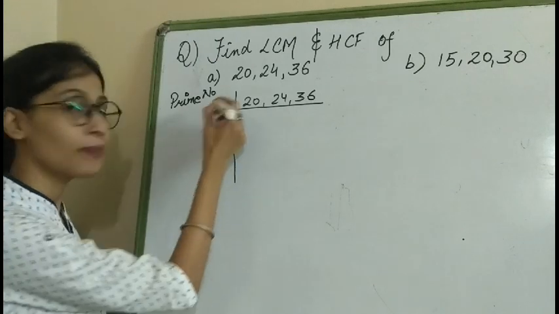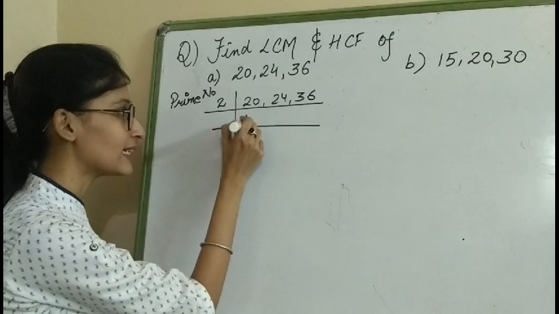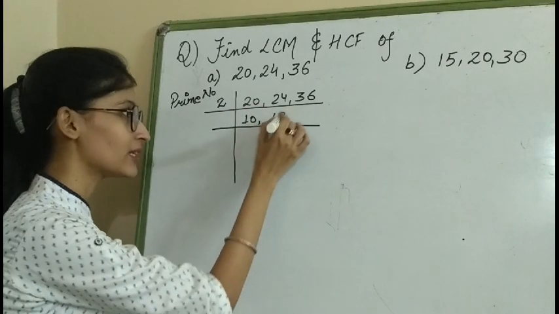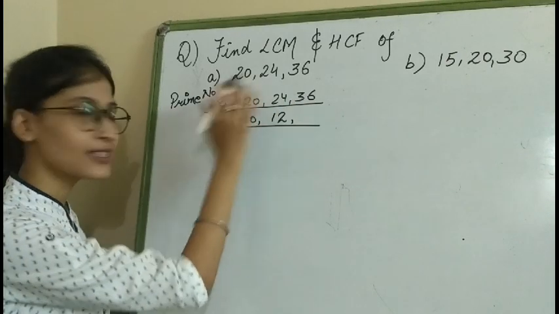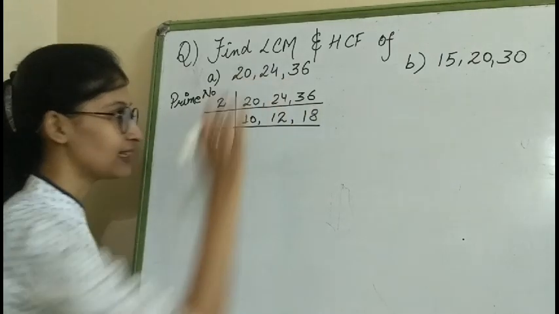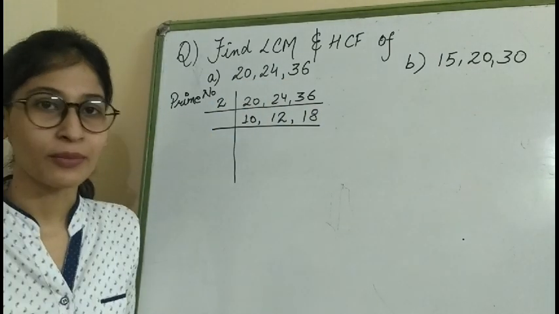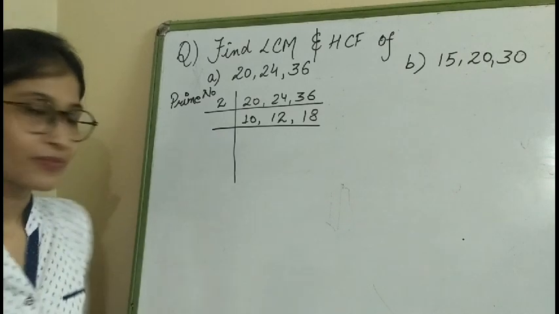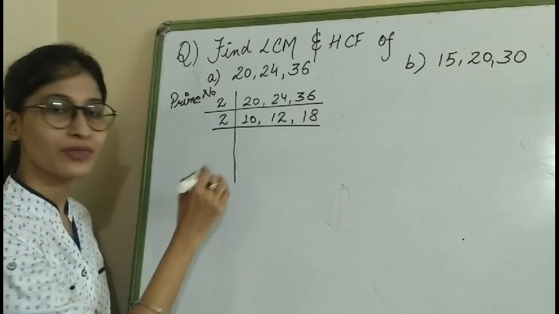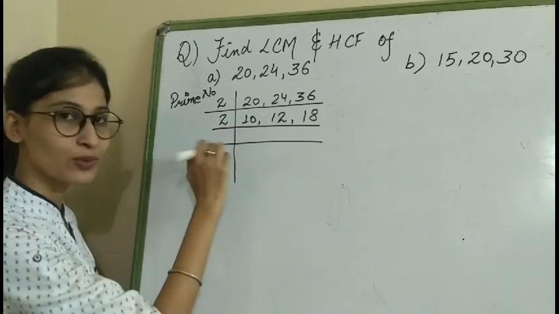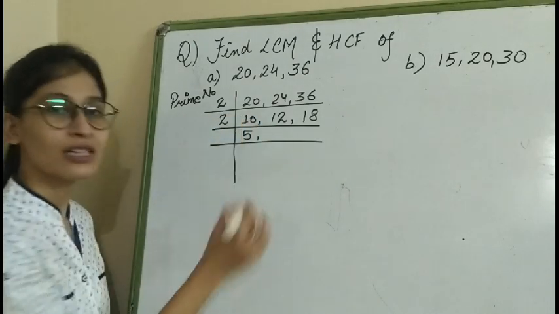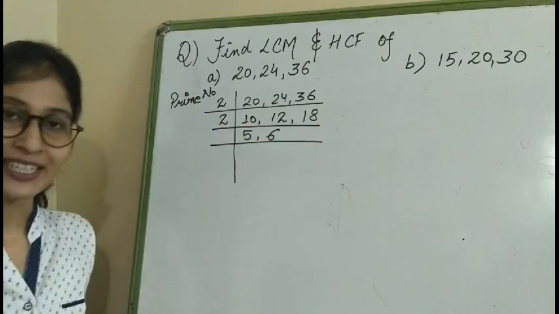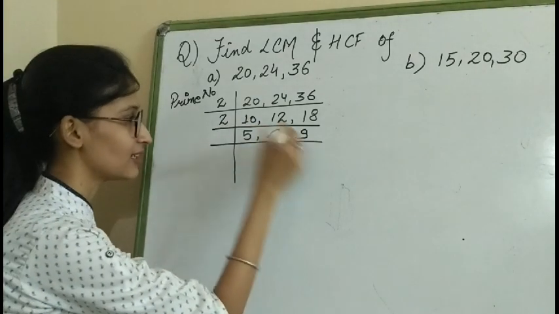On dividing 20 by 2, we will obtain 10. On dividing 24 by 2, we will get 12. On dividing 36 by 2, we will obtain 18. Next I have to write the number which can divide 10, 12 and 18. Again the number will be 2. On dividing 10 by 2, I am going to obtain 5. Dividing 12 by 2, we will obtain 6. Dividing 18 by 2, we will get 9.